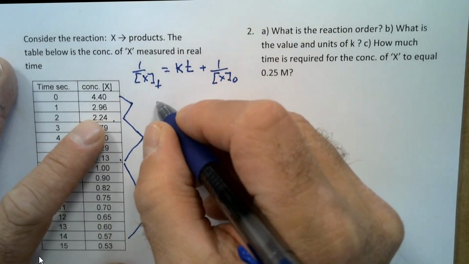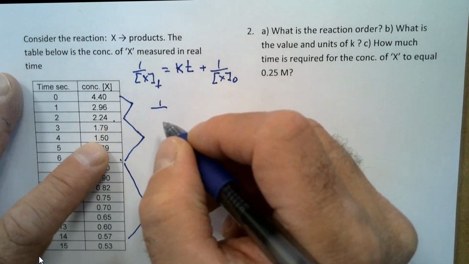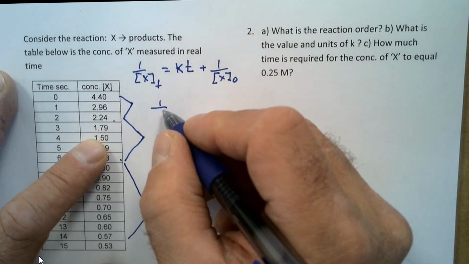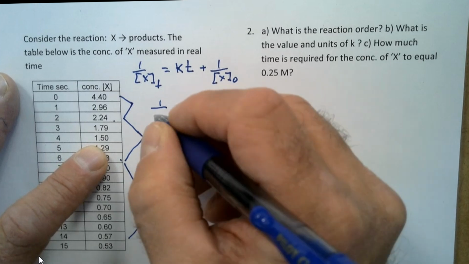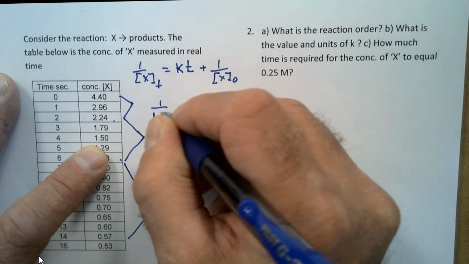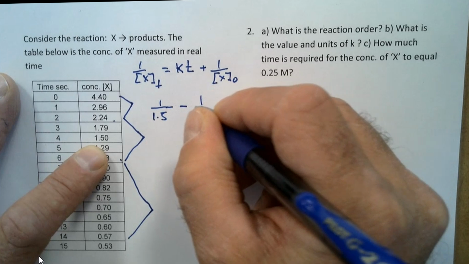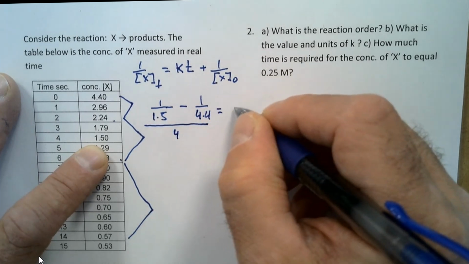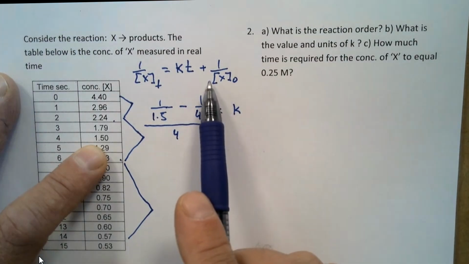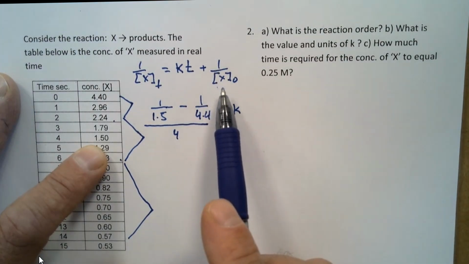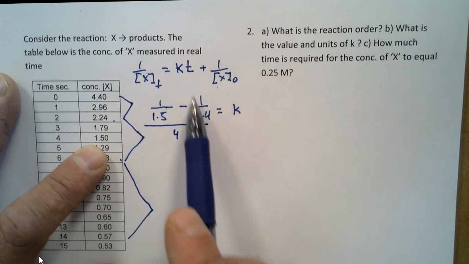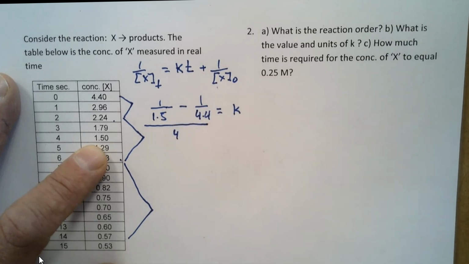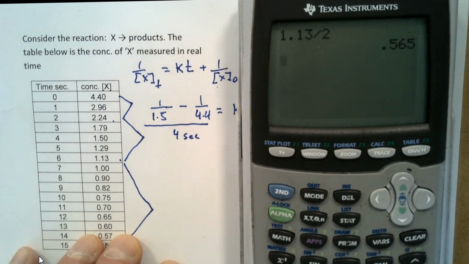So let's just do this. Sometime down the road, what do we want to choose? How about 4 seconds? So 1 over 1.5 minus 1 over 4.4. That was 4 seconds down the road. That's going to equal k. So I subtracted 1 over the initial concentration, that brought it across, then I divided by time. Let's see what we get for k.